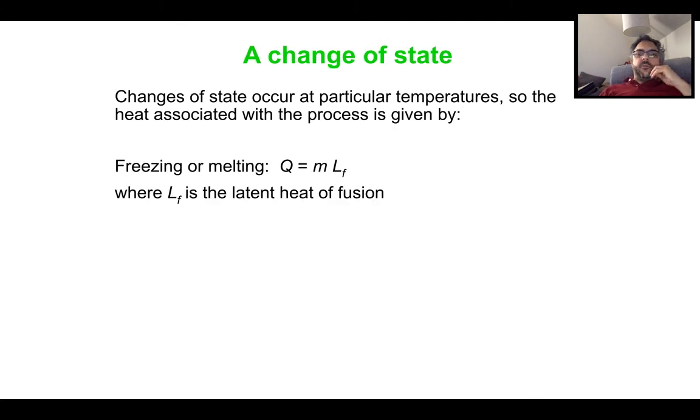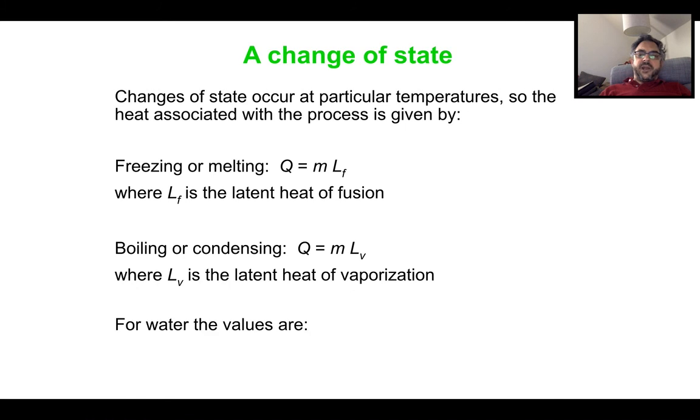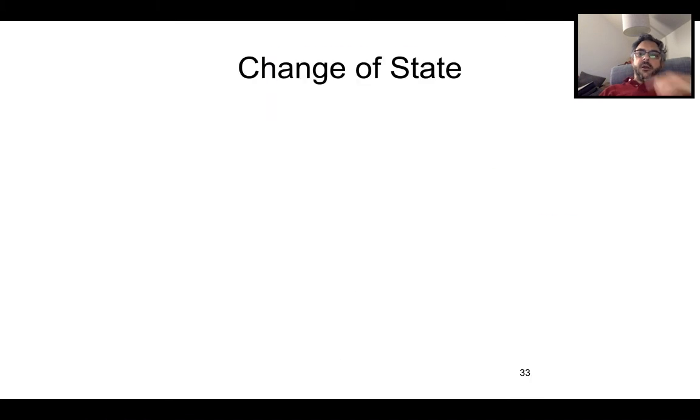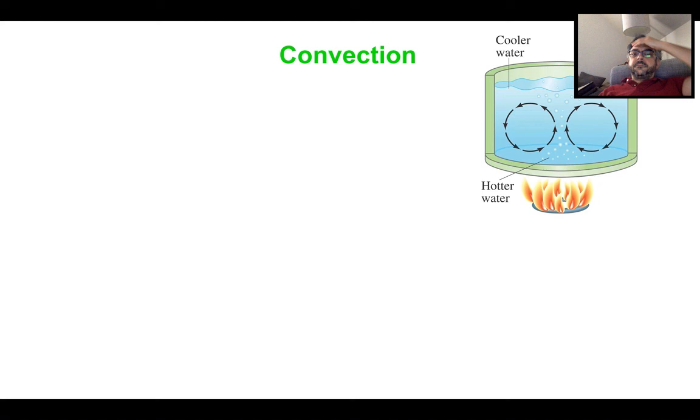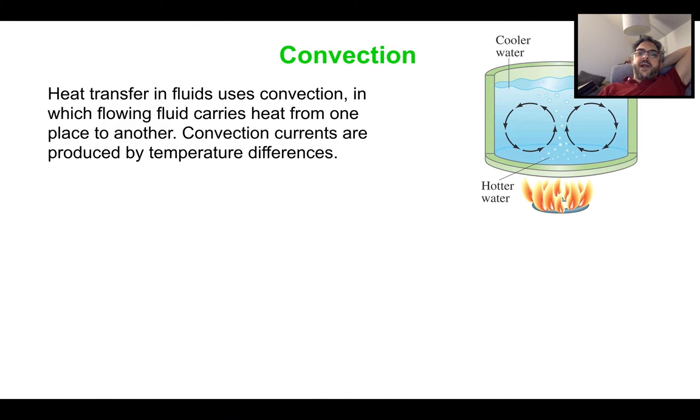Another mechanism we talked about already is changes of state. Also, convective cooling you see happens in boiling pots of water. In boiling pots of water, before the water really starts to boil, you'll get these convective rolls that carry heat from the bottom of the pot to the top of the pot, and then the cool water moves back down again.